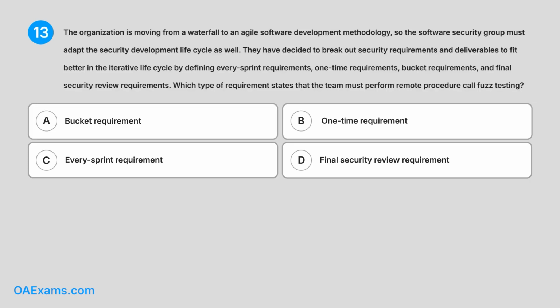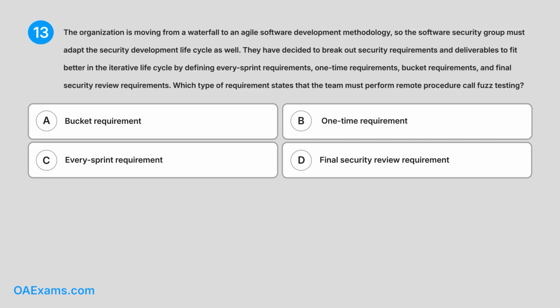13. The organization is moving from a waterfall to an agile software development methodology, so the software security group must adapt the security development lifecycle as well. They have decided to break out security requirements and deliverables to fit better in the iterative lifecycle by defining every sprint requirements, one-time requirements, bucket requirements, and final security review requirements. Which type of requirement states that the team must perform remote procedure call fuzz testing?